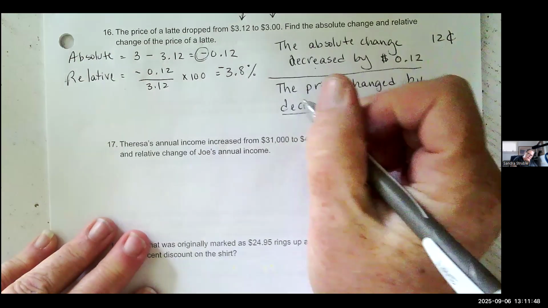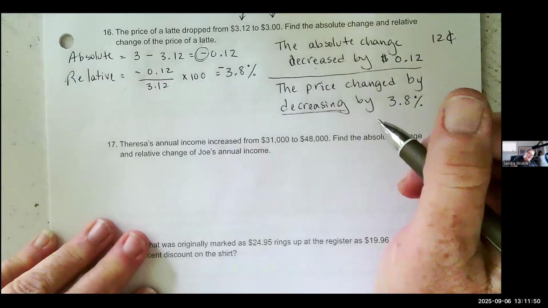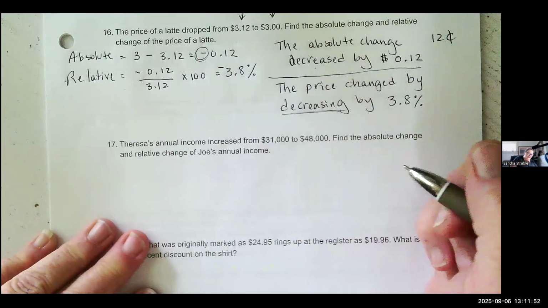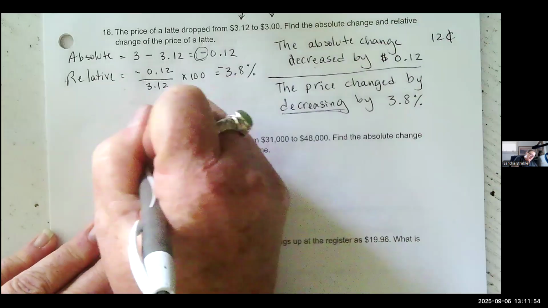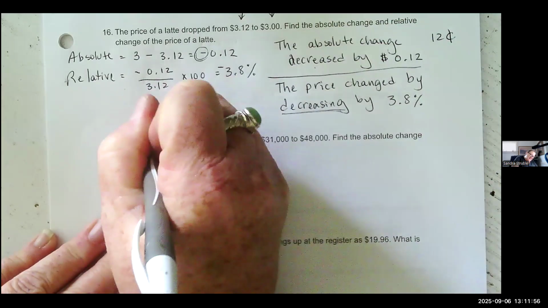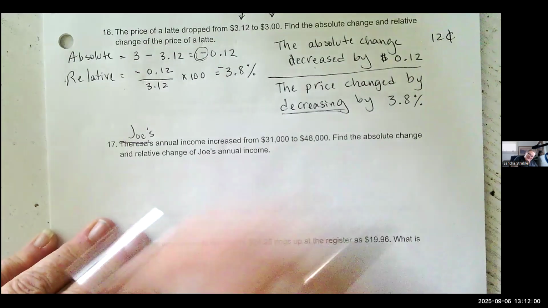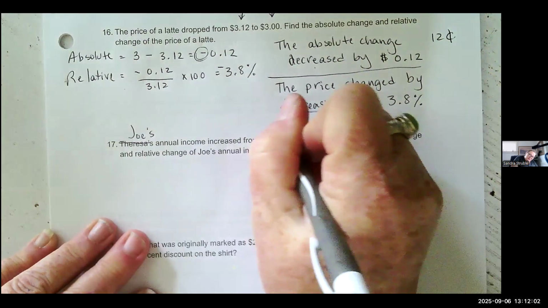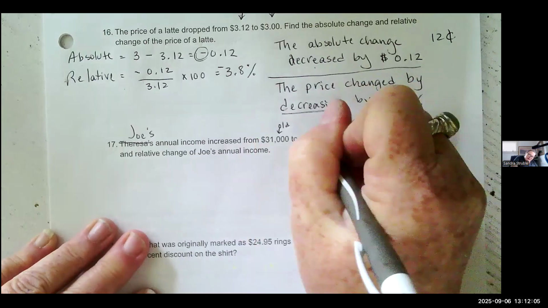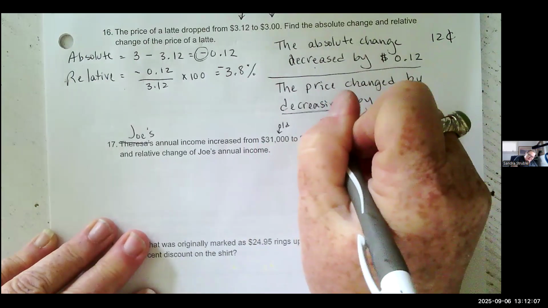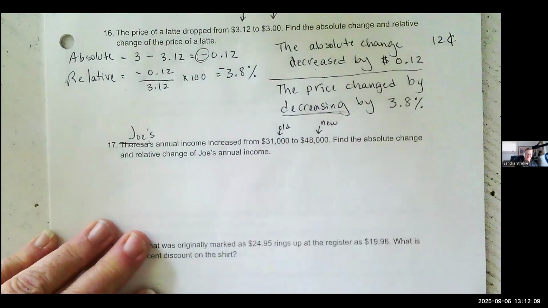All right. So, oh, I see here. Teresa and Joe. Let's just make this easy. Let's make it Joe's annual income. Gosh, y'all. So this is her old value or his old value. I'm going to call Joe a female. And this is her new value. Facts of life.